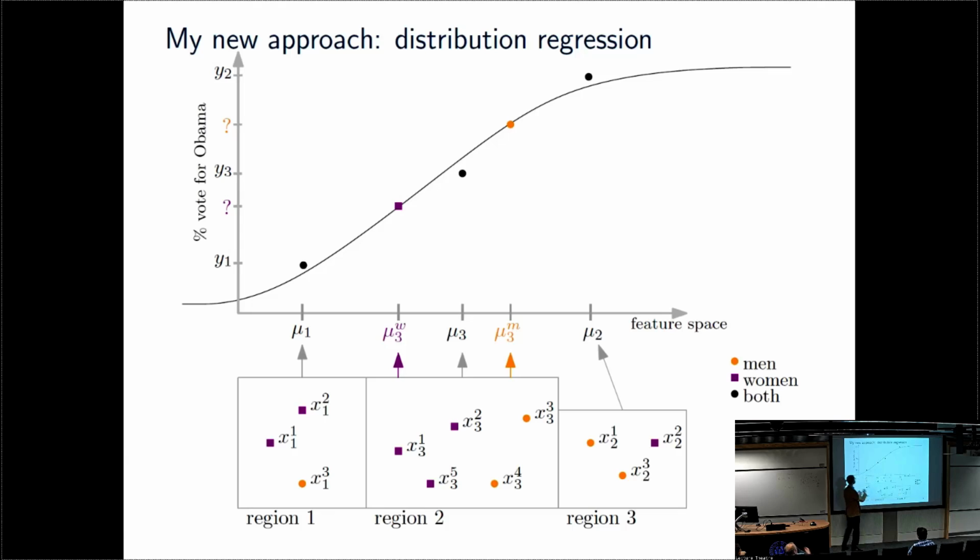And then once I have learned this function, which suggestively looks like logistic regression, I want to make a prediction. Well, here's my prediction for women. I do the same encoding. I use the same function. I get a prediction, question mark, because we don't know what was Obama's support among women. Same thing for men.